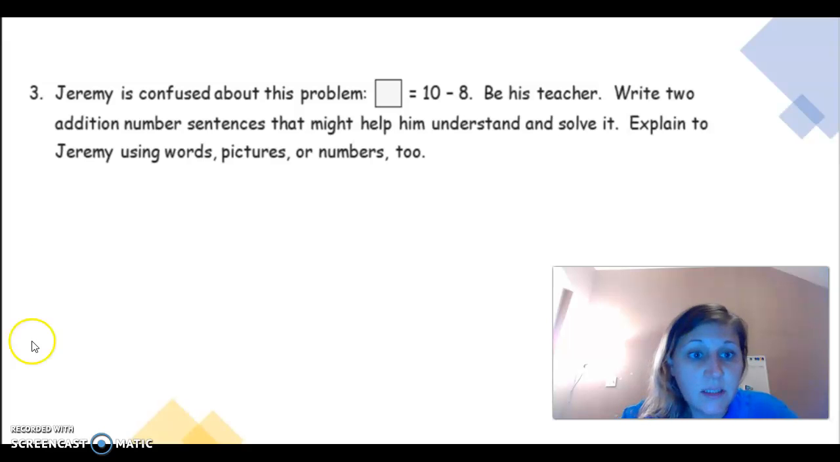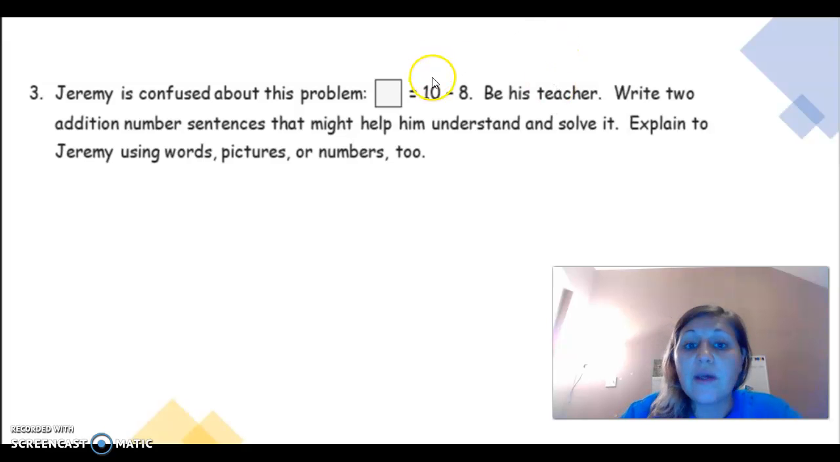Problem 3 says, Jeremy is confused about this problem. How many equals 10 minus 8? Be his teacher. Write 2 addition number sentences that might help him understand and solve it. You can also explain to Jeremy using words, pictures, or numbers too.